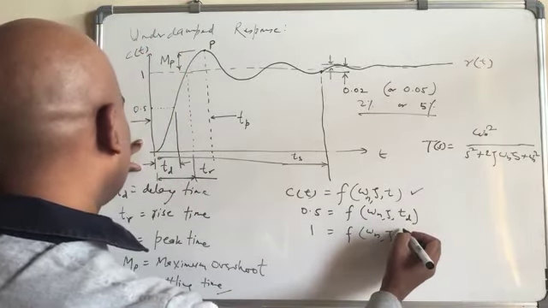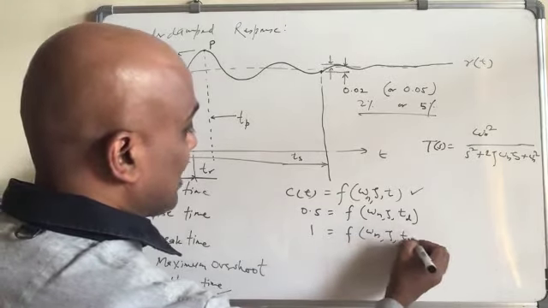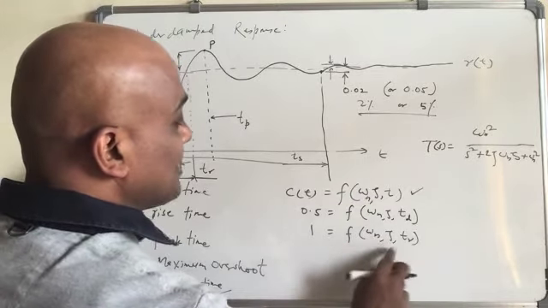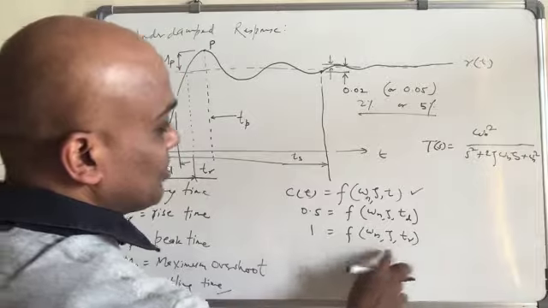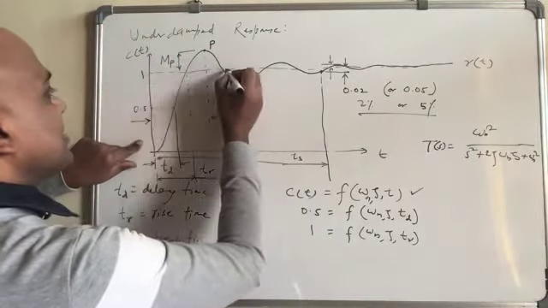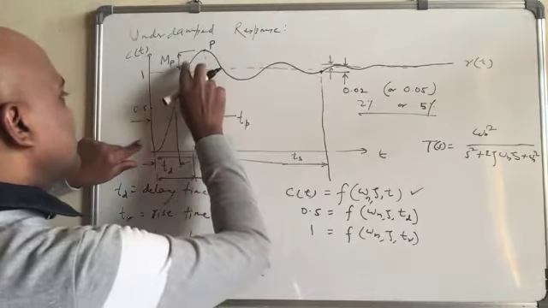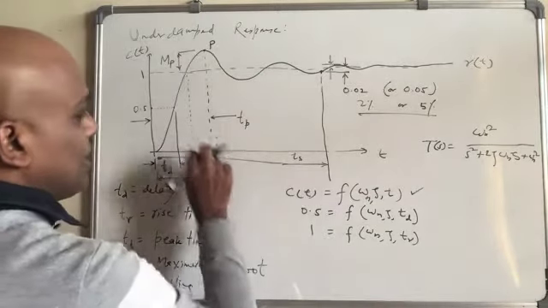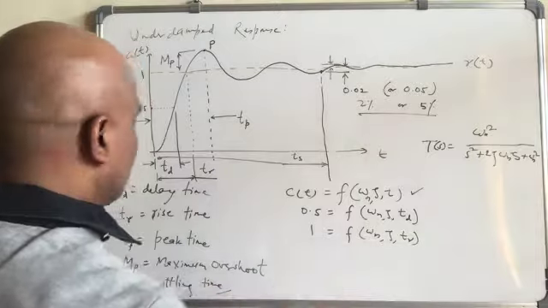This one is the rise time, TR. We take the minimum value. Of course you will have many solutions, this solution, this solution, so you have to take the minimum one, the minimum time which satisfies this equation.